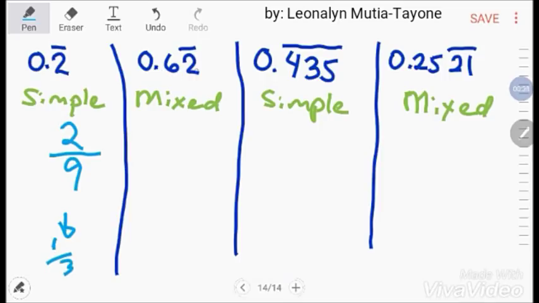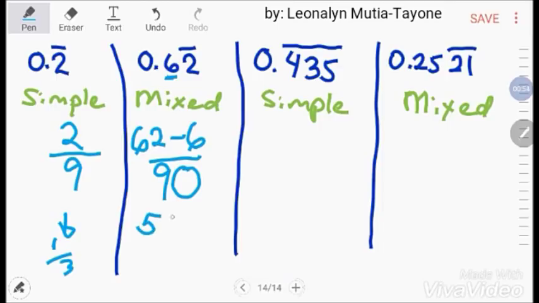Ito 0.62. Isa lang ang repeating niya, so isang 9. May isang non-repeating, so yan yung equivalent, 0 siya. So, kopyahin lang siya, 62 minus yung non-repeating na number. So, 62 minus 6, this is 56 over 90. Yan na yung equivalent dyan. Kayo nang bahala mag-simplify yan into the simplest fraction.